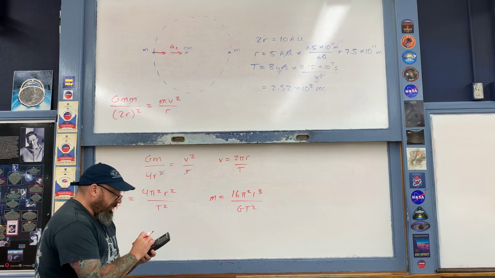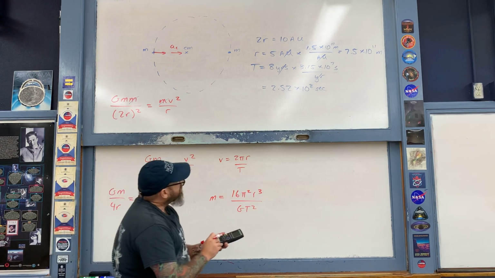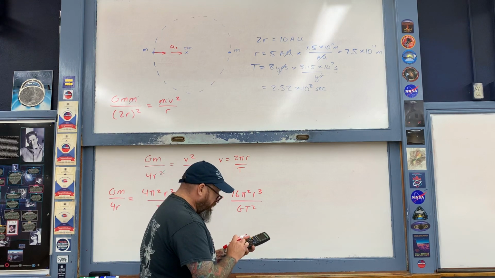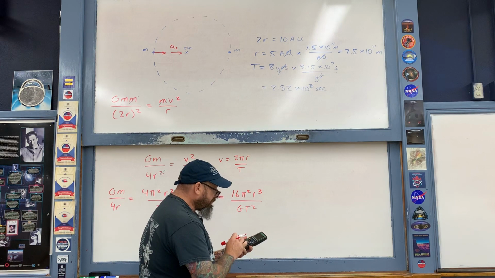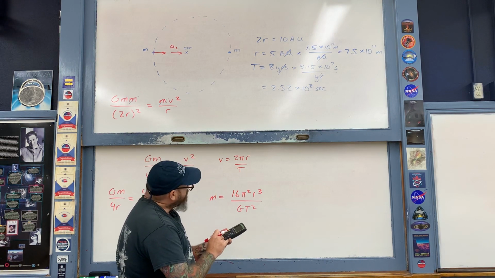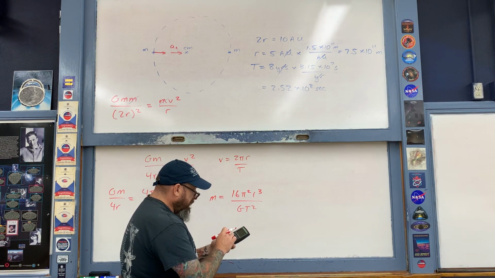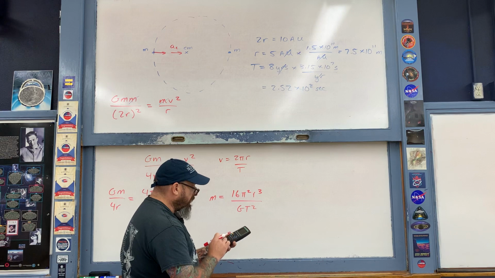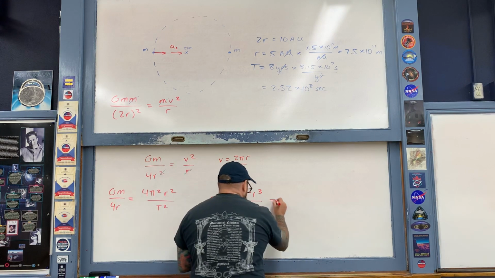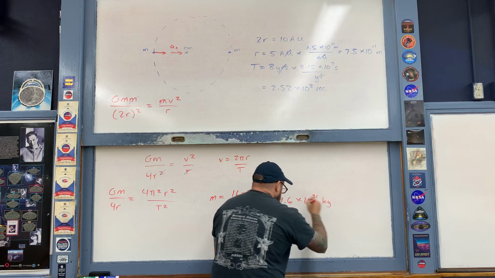Okay, let me plug in here. So 16 times pi squared, and then multiply by r cubed. All right, so up on the top board, we have 7.5 times 10 to the 11th, and then we cube that, and then divide by G T squared. So I'm plugging in capital G into my calculator, and then multiply by 2.52 times 10 to the 8th squared, quantity, equals about 1.6 or so times 10 to the 31 kilograms.